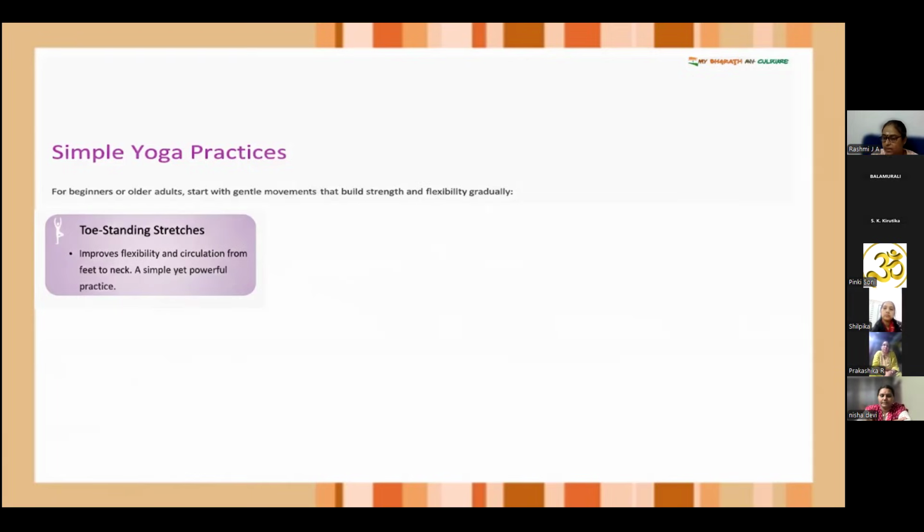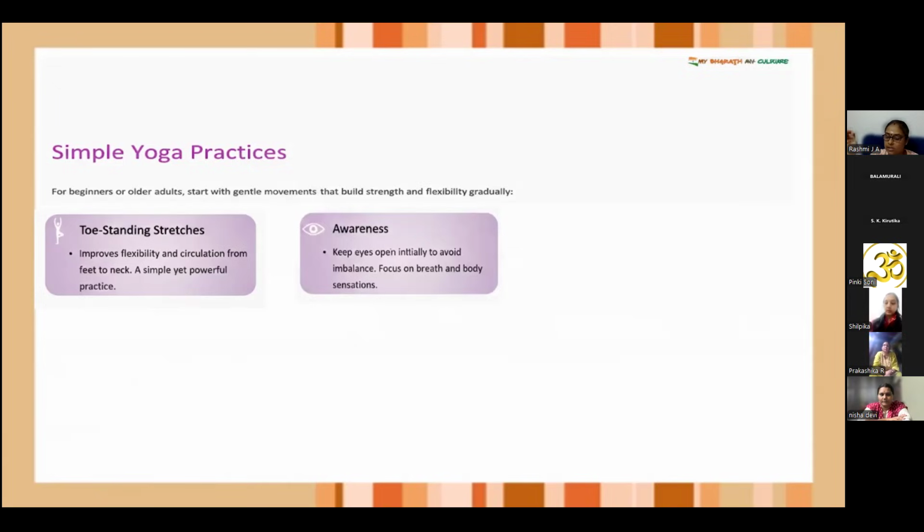Let them get the flexibility. Let them get the freeness in their joints. Later on, you can go and teach them simple asanas in a dynamic way. Then you go into static asanas. Okay? Slowly, gradually, you take them.